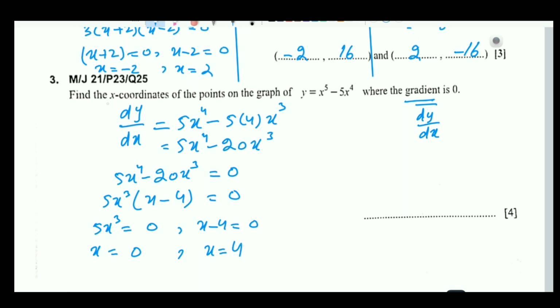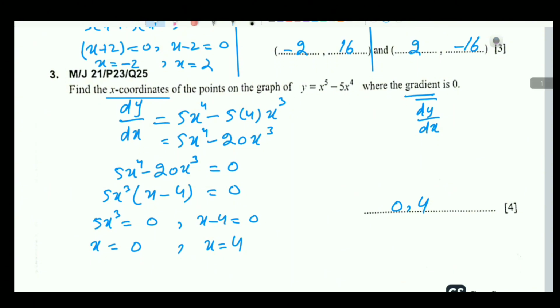Find the x coordinates. So here we just have to find the x coordinates. So x coordinates are calculated and we will write these coordinates here. We need not find the y coordinates here because the question is not asking for those. So this is the way how you will solve this question.